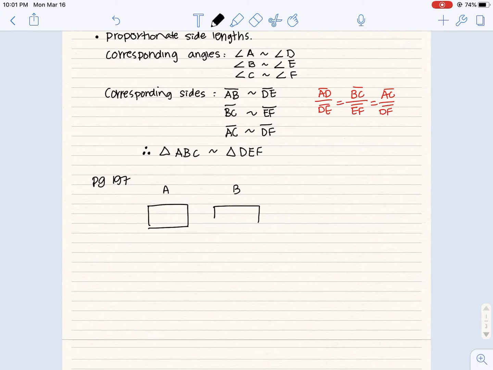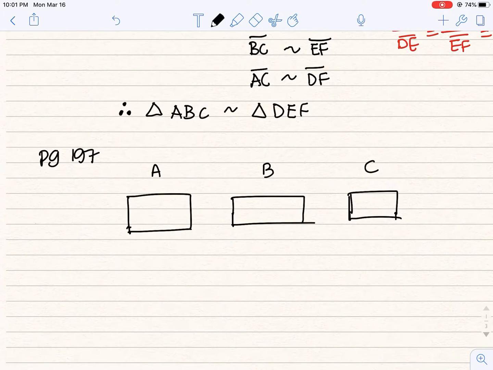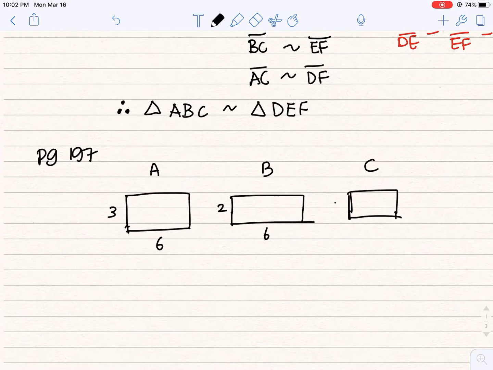rectangle B, and rectangle C. Okay, so maybe we may be able to say, oh, these two are corresponding or similar because I can tell by their looks, but sometimes they're going to give you shapes that would not be drawn to scale, so you'll have to determine by their sides. So let's say we have sides of 3 and 6, 2 and 6, and 2 and 4. Okay, and we have to find out which of them will be similar to rectangle A.